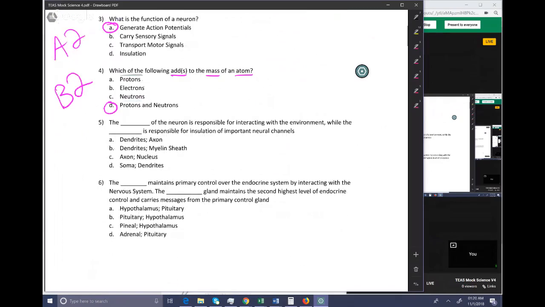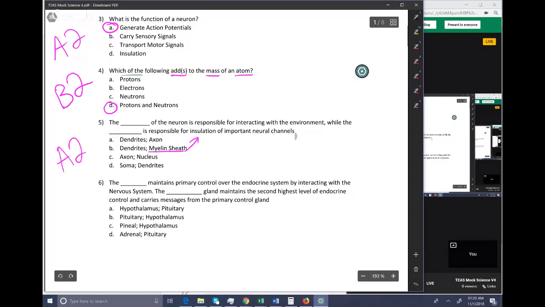The blank of the neuron is responsible for interacting with the environment, while the blank is responsible for insulation. So this is one of those 2 parts. This one is from Anatomy 2. On this one, insulation stood out to me very quickly. So the second blank seems like I might be able to be more accurate with it than the first one. Myelin sheath is what we associate with the word insulation in talking about neurons, or neural channels as they referred to it this time.